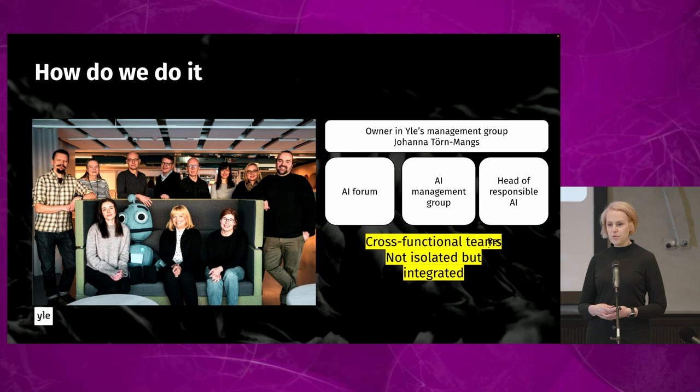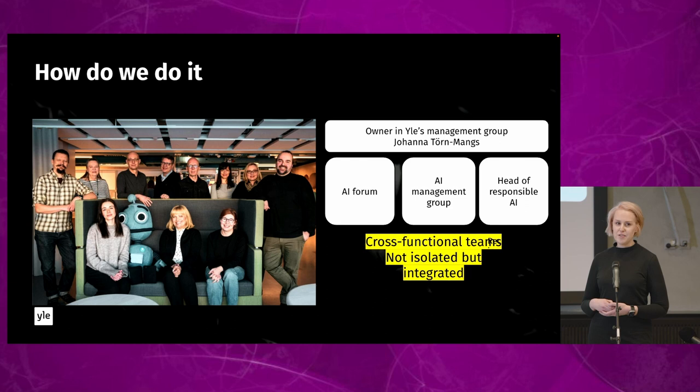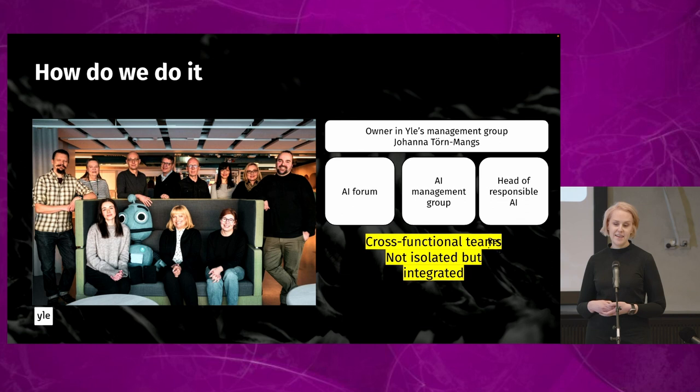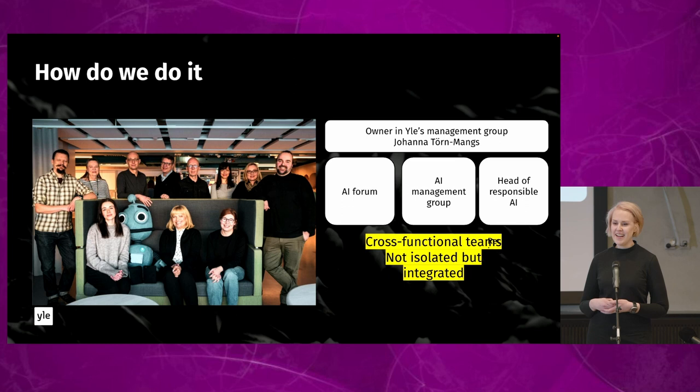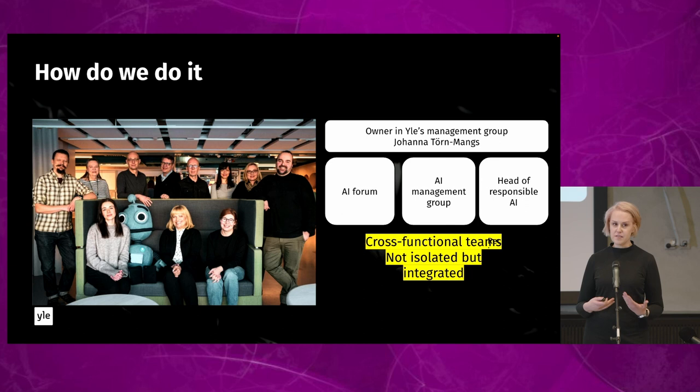The cool robot sitting on the couch is called Voitto. It's one of our first robotic journalists that we have had here at Yle. He is nearly retiring, he's as old as the technology. But we wanted to take him into the picture. And this AI management group basically discusses and solves these tricky ethical and guide rails questions that might arise at Yle.